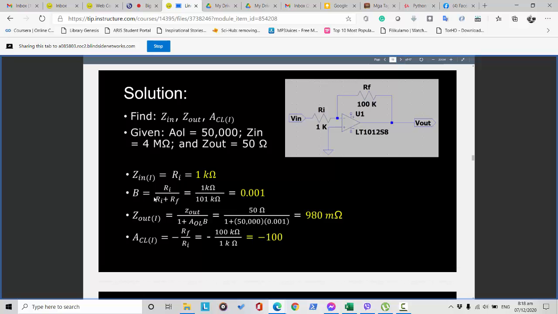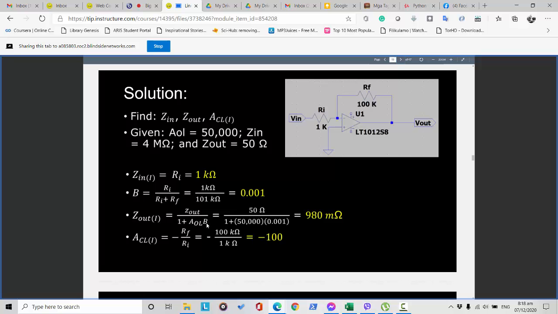Now computing for B, because we will be needing B for our formula for the output impedance. That will be equal to 1 kilo ohm divided by 1 kilo ohm plus 100 kilo ohms. So that's 101 kilo ohms. So 1 divided by 101 is equal to 0.001. That will be our B, and that B will be placed here in our output impedance formula.